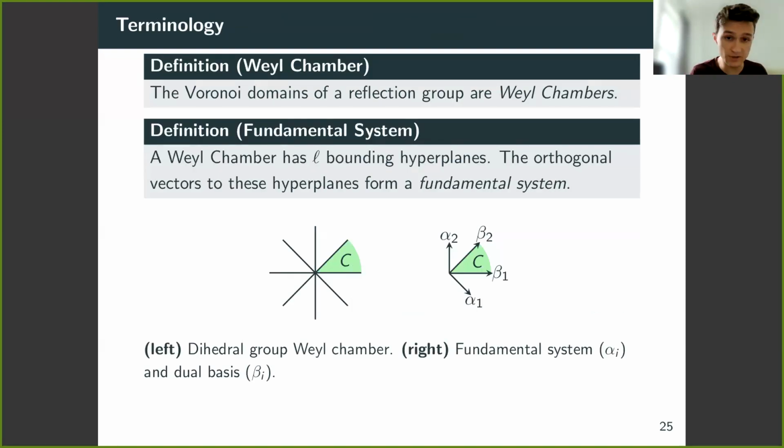So before we do that, I just have to tell you some words that I'm going to have to use to describe our results. So this thing that I was calling a Voronoi domain for a reflection group, it's got a fancier name. It's called a Weyl chamber. And they have bounding hyperplanes, right? This Weyl chamber has this hyperplane and this hyperplane, that's beta 1 and beta 2. You can look at the orthogonal vectors to this hyperplane that point into the cone. And those are what are called a fundamental system. Fundamental systems turn out to be fundamental to the study of reflection groups. No pun intended. And we'll use them to frame our results.